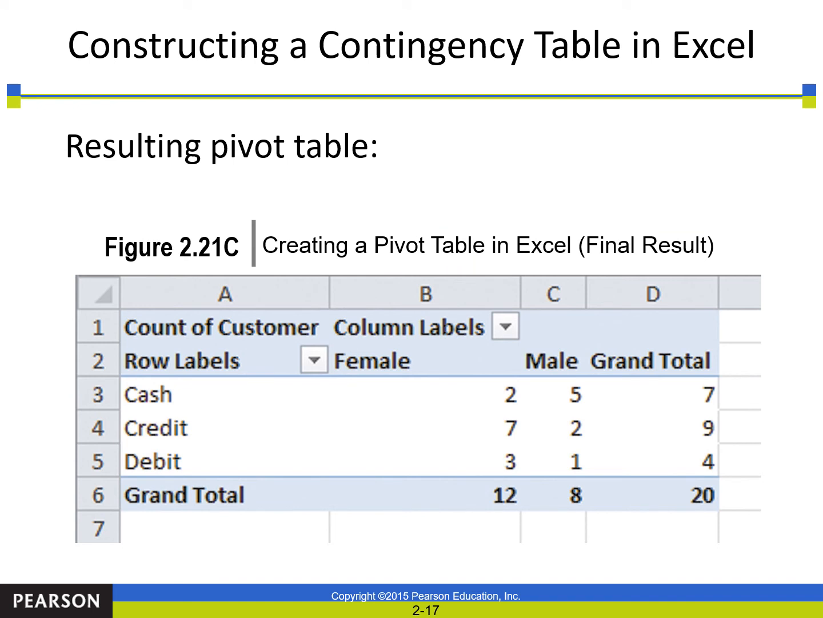Once all of the steps are done, we will get a table that looks like this, and you can see that it's identical to the table that we've discussed a few slides back. Here we have gender represented horizontally, methods of payment represented vertically. We have our numbers inside the table, and we have totals for each of the categories.